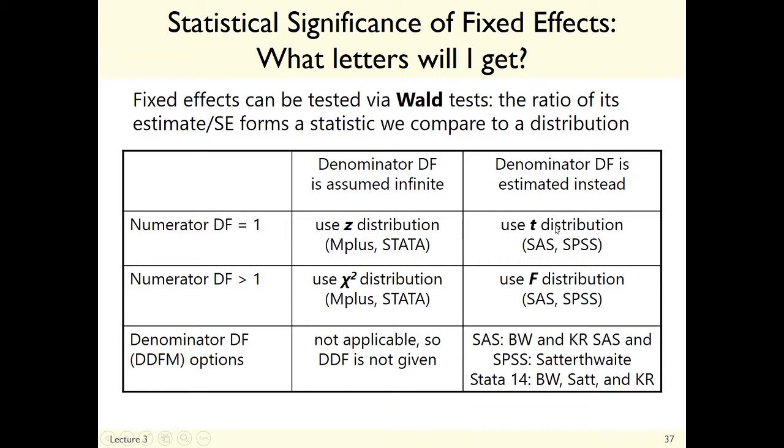So if you're using denominator degrees of freedom and you're testing one fixed effect, it's going to show up as a T. If you are not, if you're assuming denominator degrees of freedom is infinite, that will show up as a Z test instead. That's what you get in Mplus and in Stata by default. For multivariate Wald tests, when there's more than one fixed effect being tested, numerator degrees of freedom greater than 1, T is to F as Z is to chi-square.